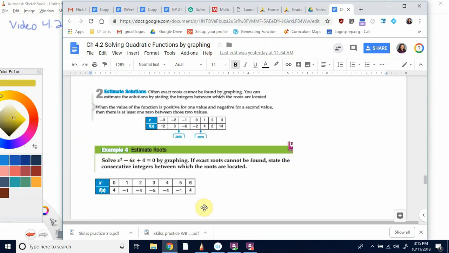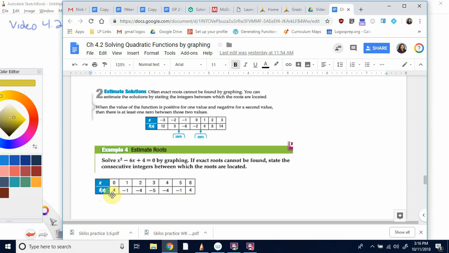It says solve by graphing. If roots cannot be found, state the consecutive integers. The first thing they did is they made a table. They found the vertex, which I believe is 3, negative 5, and then they found points to the right and to the left. You do understand that these are our x values and f of x are the y's. When we put x into this equation, this is what we get. We don't even have to plot this. We can just look at the table.